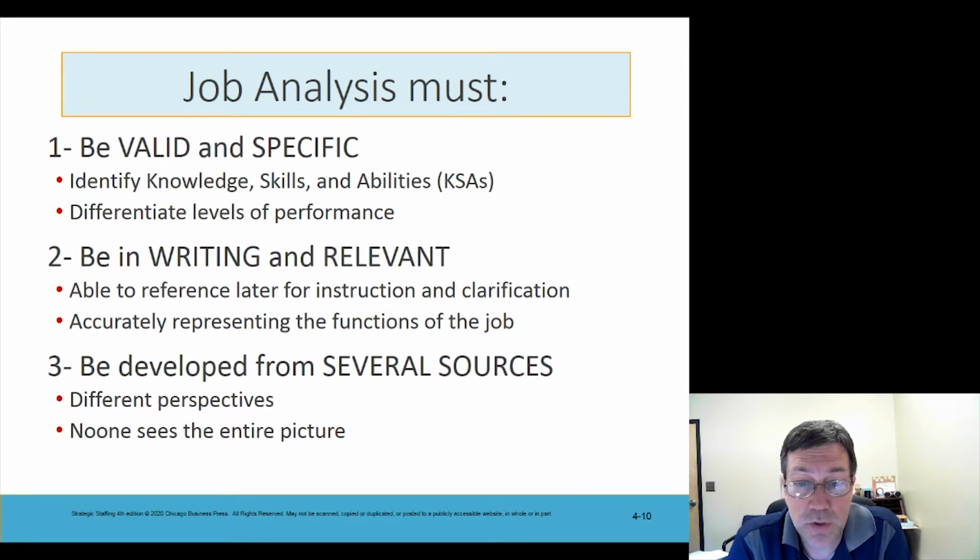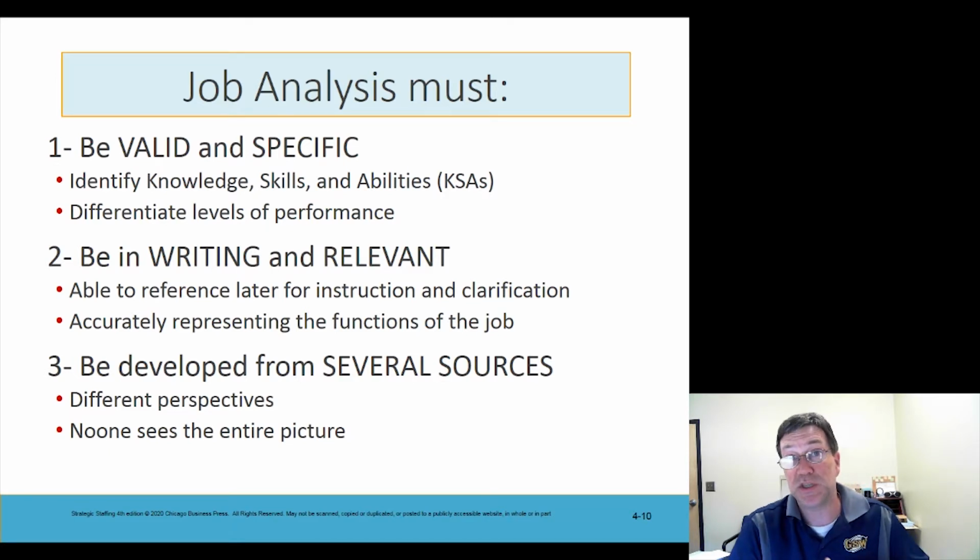If we go to the person who does the job and say, what do you do all day? It may not be an accurate reflection of what they should be doing all day. It may be that they just do the things that they like doing and not the things that they don't like doing. But those things that they don't like doing may be a critical part of this. So looking at it from different perspectives, you didn't tell me about this, but your manager did. And I can see from your manager's perspective that this is important. So we're going to include that. Nobody sees the entire picture. Even you doing the job don't always understand why you're doing the job, why this part of the job is part of your job description, not somebody else's.